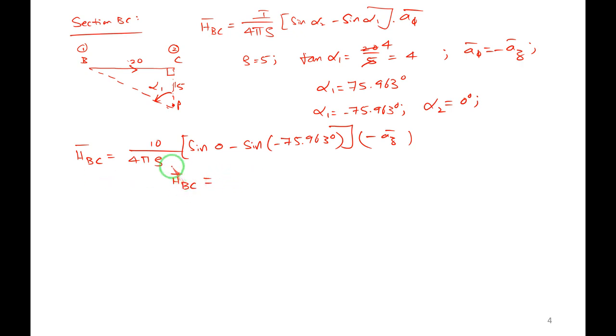Okay, rho is how much? 4 pi rho. Rho is how much? 5. So we'll substitute here 5, right? 4 pi into 5. Okay, sine 0 is 0, right? Sine 0 minus sine of open bracket minus 75.963. So I'll get this, multiply with 10, then divide by 4 into pi into 5. So I am getting this as, this minus sign is there, take this minus sign as it is. So 0.1544 AZ ampere meter. Is it fine?